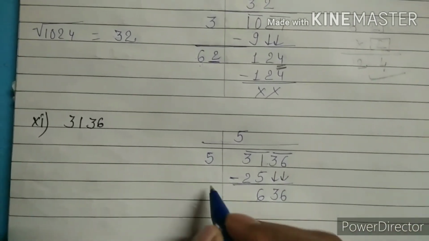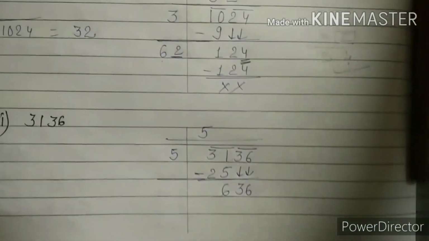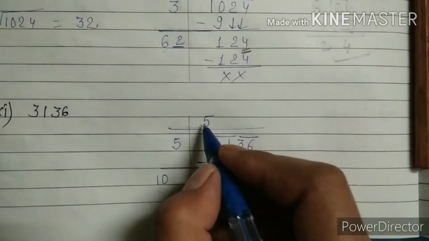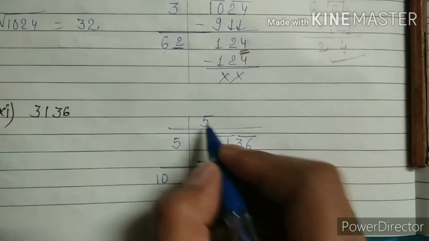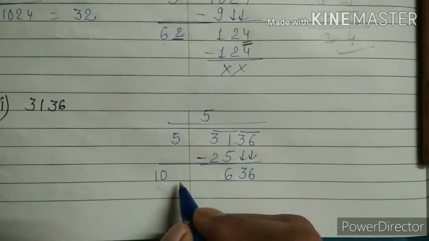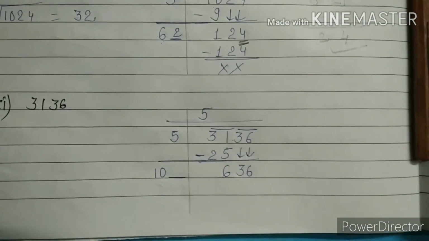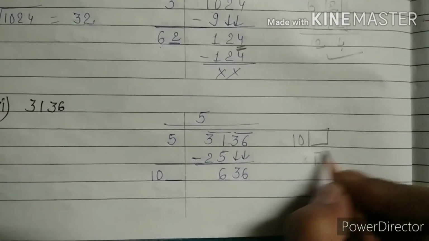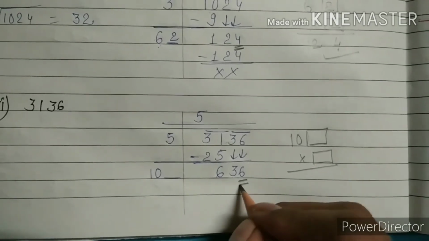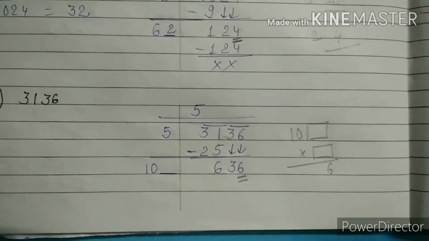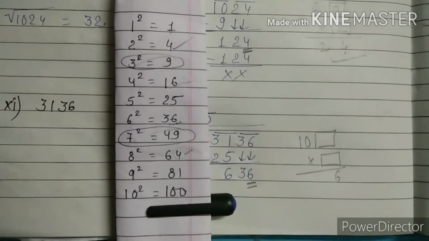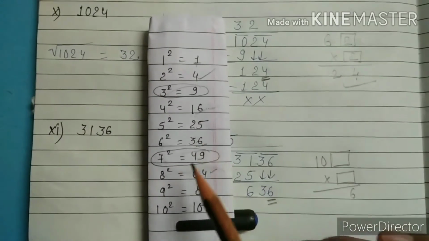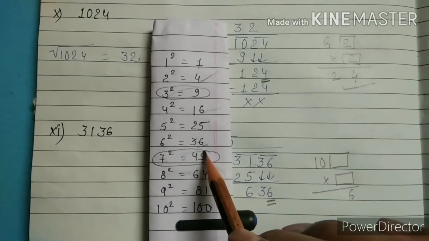Okay, 36 will come downside. Now we will do the double of 5. Double of 5 is 10. We have to double the above number. Now we want a number here such that when we multiply that number to that number, we want the ones place as a 6. Now in which cases do we have 6? In 2 cases we have 6, that is 4 square 16 and 6 square is 36.